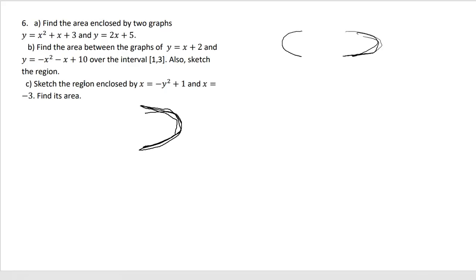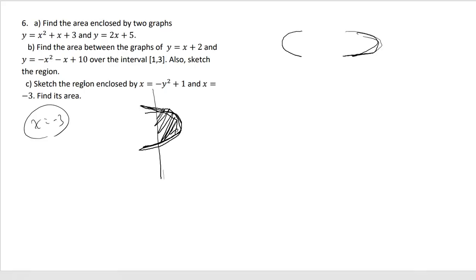And x equals negative 3 is like a vertical line passing through negative 3. And it better be crossing this way. If the vertical line was here, then there's no enclosed area, so it must be crossing in this way. So this is what we are trying to find.